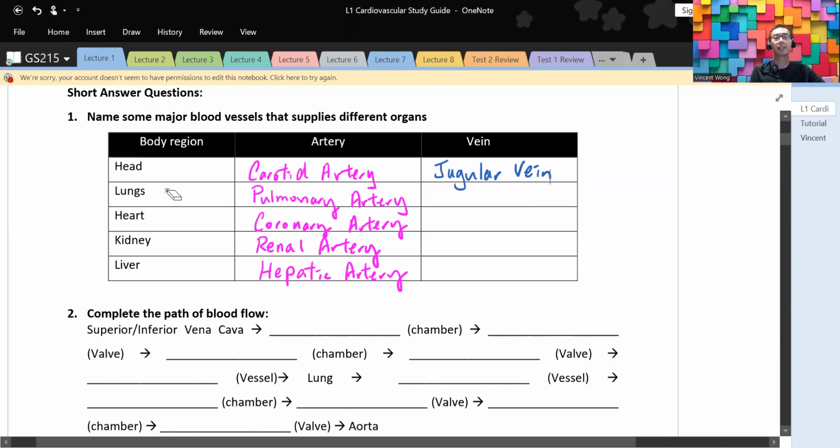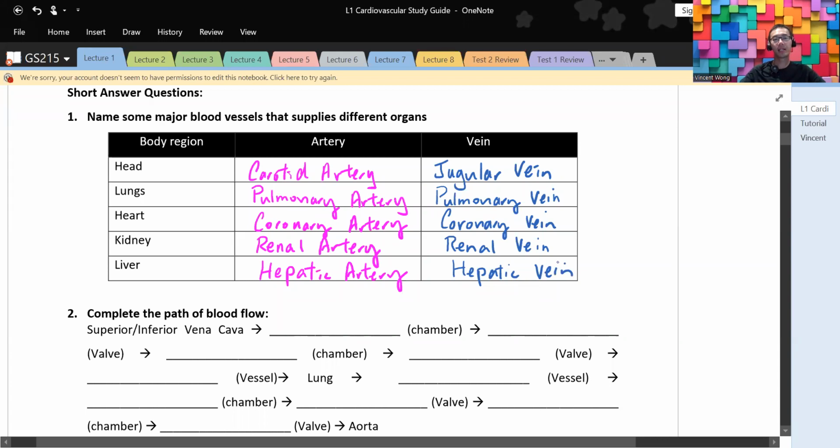Okay, the lungs, it's the same. Everything else is the same. It's just the first one that's a different name. So we have the pulmonary vein. We have the coronary vein, renal vein, and last but not least, we have the hepatic vein.